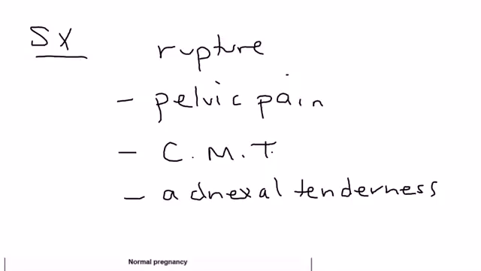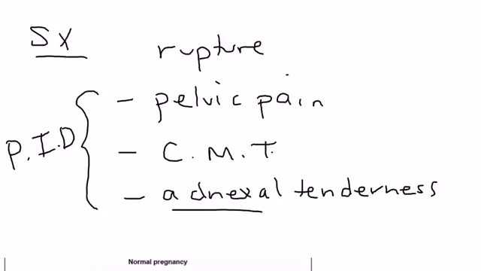cervical motion tenderness is when the cervix is moved with the finger on a physical exam. There's tenderness, and adnexal tenderness just means tenderness in the adnexa area of the pelvis. These symptoms are the symptoms of pelvic inflammatory disease. So how do you know if a patient presents, or even on a licensing exam, if you have these things mentioned in the vignette, how do you know that it's pelvic inflammatory disease or ectopic pregnancy?